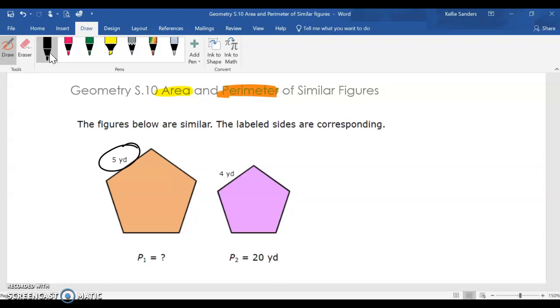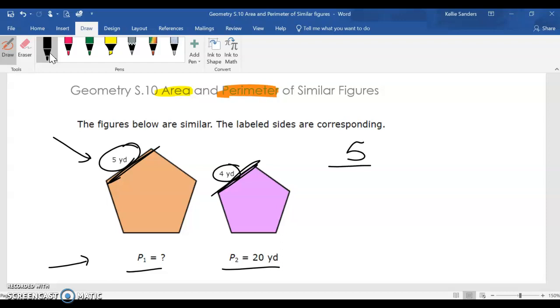So 5 yards is length. 5 yards is how long this one is. 4 yards is length, and it's how long this one is. Perimeter is also length. It's just lengths added up. So we have one dimension here and one dimension here, so you don't have to do anything special. You can just set it up.